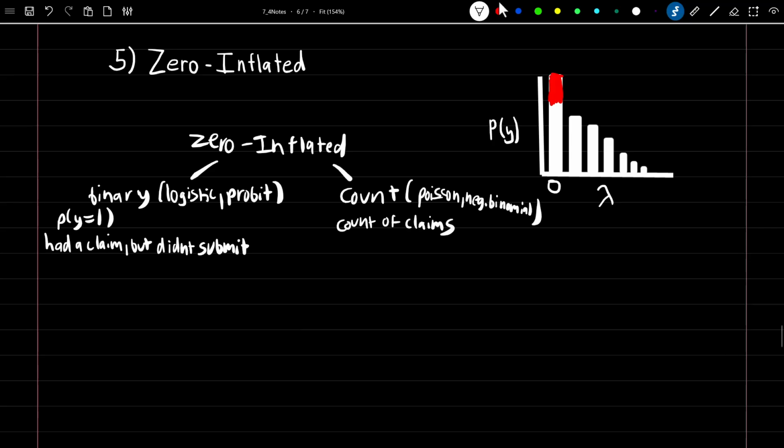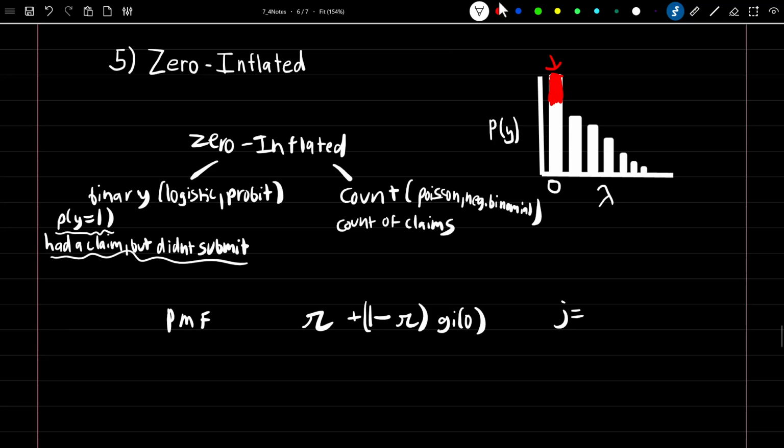Now if we wanted to form our PMF from these two models, or the probability that it would come out to said observation, then the probability that the count is equal to 0 is going to be equal to our pi, or the probability that y is equal to 1, which means we had a claim but didn't submit, so that's everything here in the red, and then plus 1 minus our pi, which means that we had a claim and we submitted it, but it just happened to be 0. So that's just going to be equal to our function evaluated at 0, or our count at 0. So this is going to be when j is equal to 0, or our count is equal to 0.